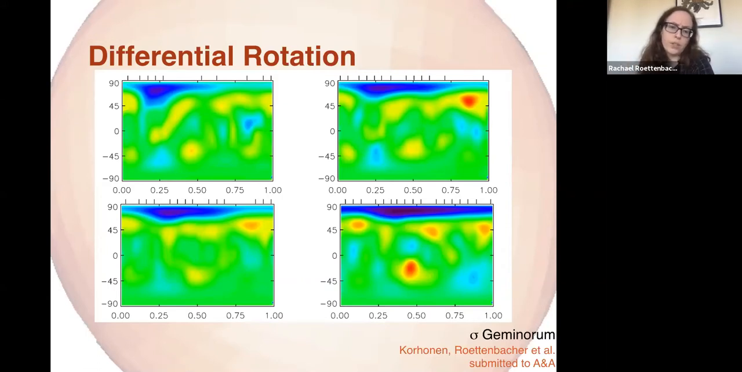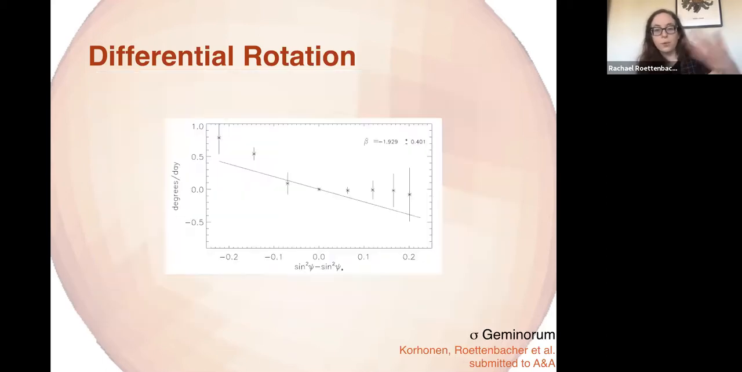This is work that's recently been submitted and is going to be sent back with revisions soon, I believe. And so these are sequential surfaces, just 4 of them. We have a whole set of 7. And you can see that there are changes over the time, and we were actually able to measure differential rotation with these as well. And so again, the fact that this plot is not just a straight horizontal line suggests that we're able to actually see different rates of rotation on the stars.